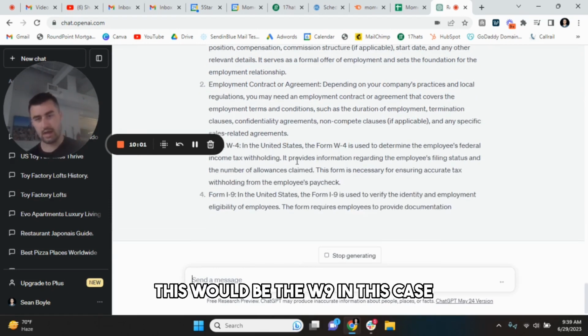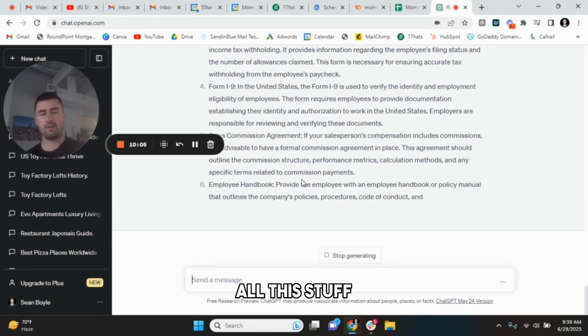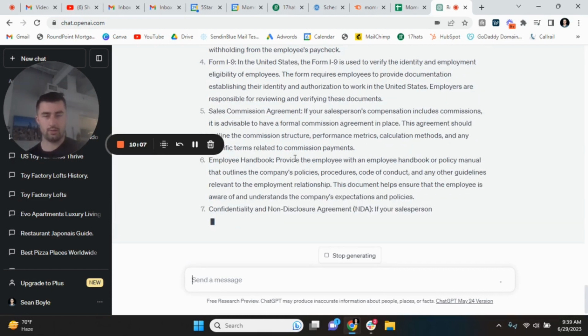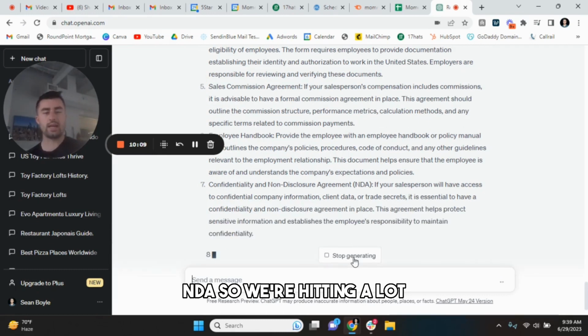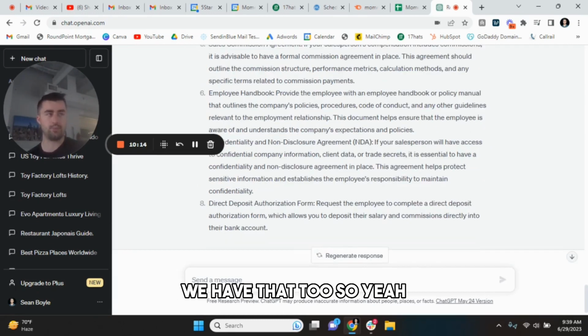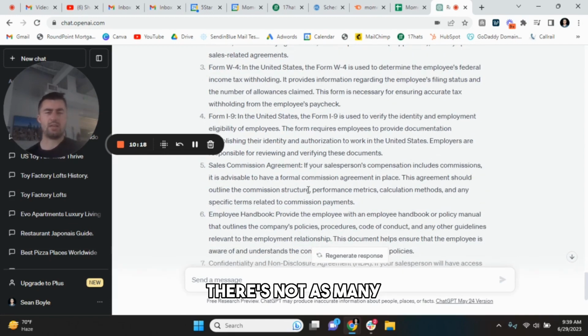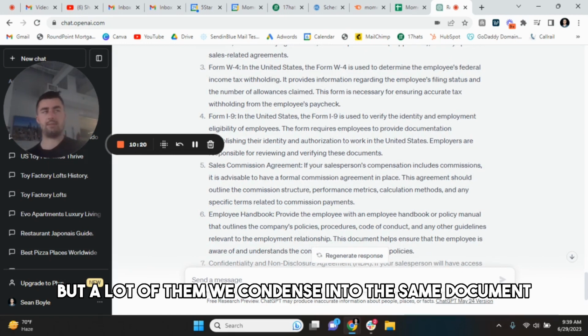This would be the W-9 in this case. Yep. Sales commission agreement. All this stuff. Here you go. Employee handbook. NDA. So we're hitting a lot, right? We're hitting a lot of these things. Direct deposit. We have that too. So yeah. All of these documents we just talked about, there's not as many, but a lot of them we condense into the same document.